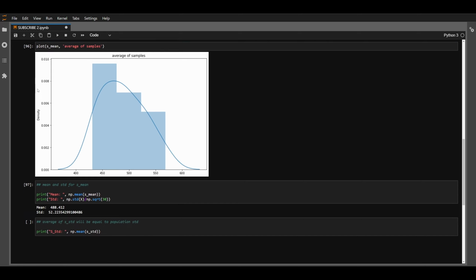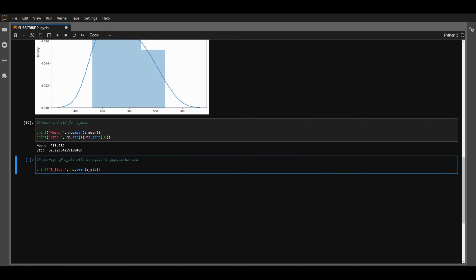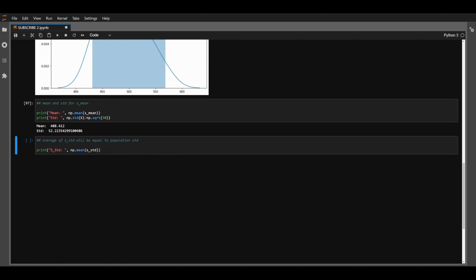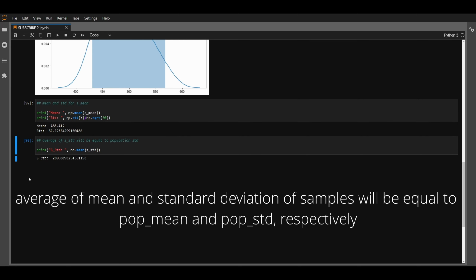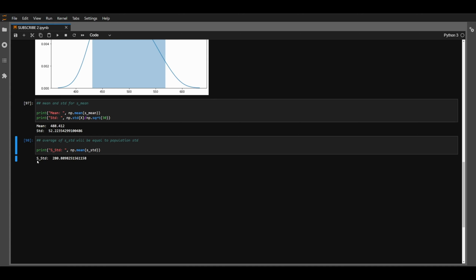So this variable s underscore std basically contains the standard deviation of 25 samples, with each sample having 30 elements in it. So if I'm taking the average of this distribution, the standard deviation of the number that you are seeing is 280. Now, if you look at the standard deviation of the population distribution, it's 286. Pretty close, huh? So CLT also says that the average of means and the standard deviation of the sample will be equal to the mean and the standard deviation of the population that we have. I mean, this is one of the things that I have recently found.